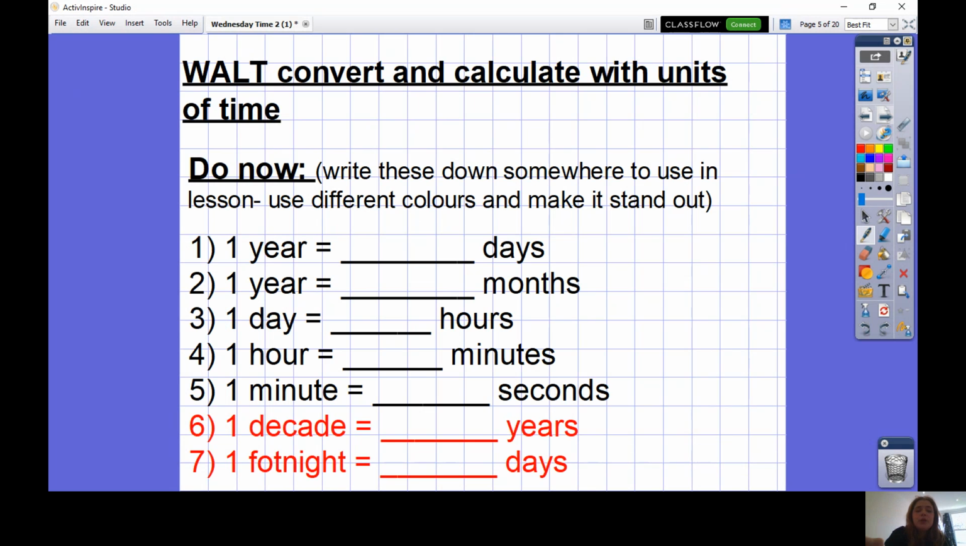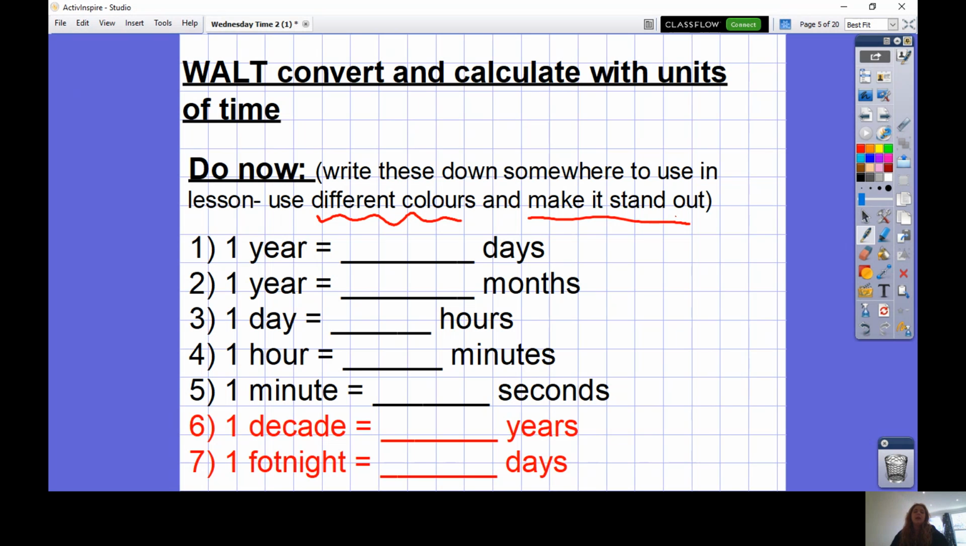Can I ask you now to write today's date and Walt and have a go at your do now question? This do now question is to write down these basic facts that you're going to use throughout the lesson. So I've given you a tip. Write them down somewhere as your do now underneath the date and Walt, but maybe put them in a different colour or draw a box around them or do something to make it stand out, because you're going to use these facts throughout the lesson in order to be able to complete today's work.